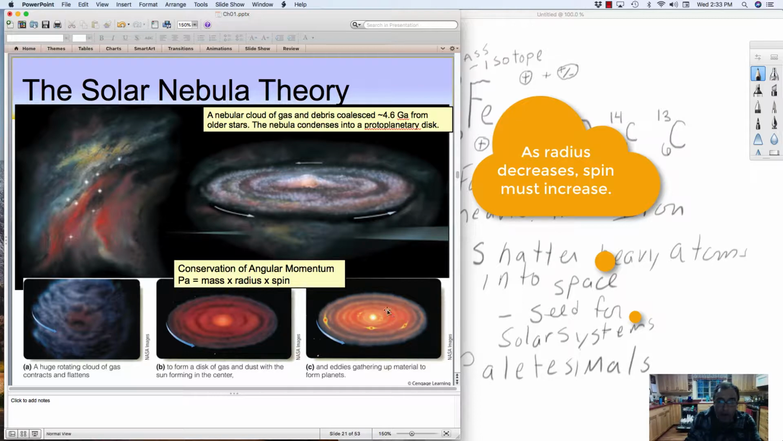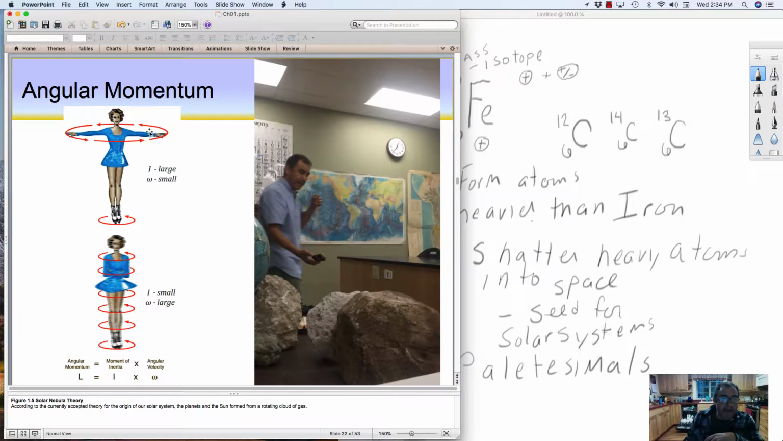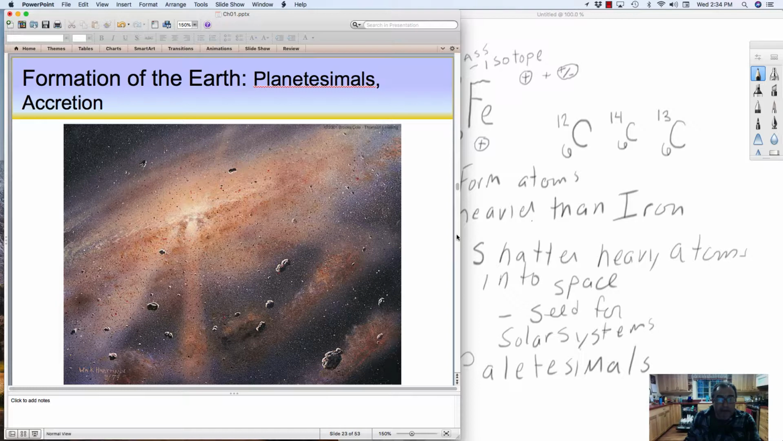And that's why all the planets, all 8 planets, orbit the sun in the same direction. They all form in the solar nebula. And what's more, since they're all the same age, they're all about 4.6 billion years old. So here is the example of angular momentum and spinning. So we have these planetesimals, right? So this is kind of the solar nebula.